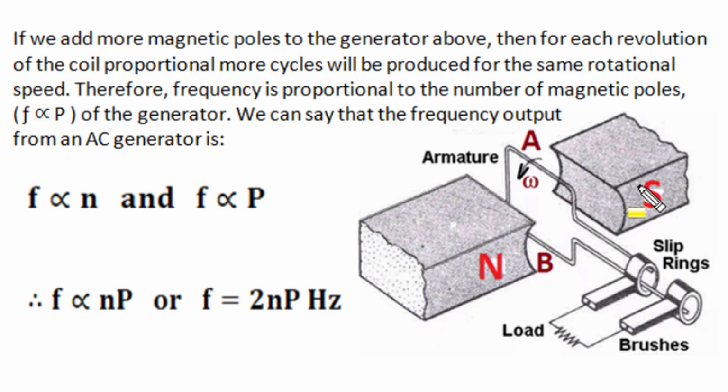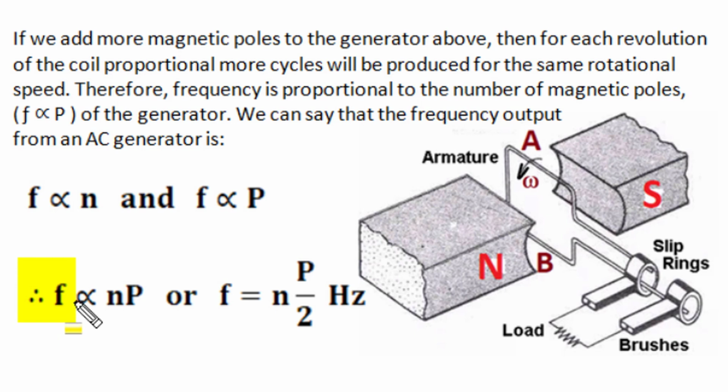EMF supply. If we add more magnetic poles in this generator, then for each revolution of the rectangle loop, proportionally more cycles will be produced for the same rotational speed. Therefore, we can say frequency is not only proportional to rotating speed, it is also proportional to the number of poles. So the frequency of an alternator is directly proportional to the product of revolutions per second and number of poles.